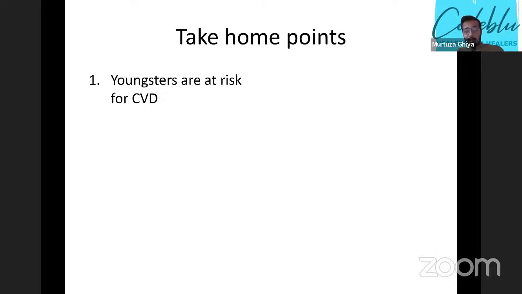So I'm going to continue with my take-home points. Yes, youngsters are at risk for coronary vascular disease. The risk is real. Somewhere between 7 to 8 hours is the sweet spot for sleeping. Let's not pressure ourselves, but let's keep this number in mind and keep targeting that.